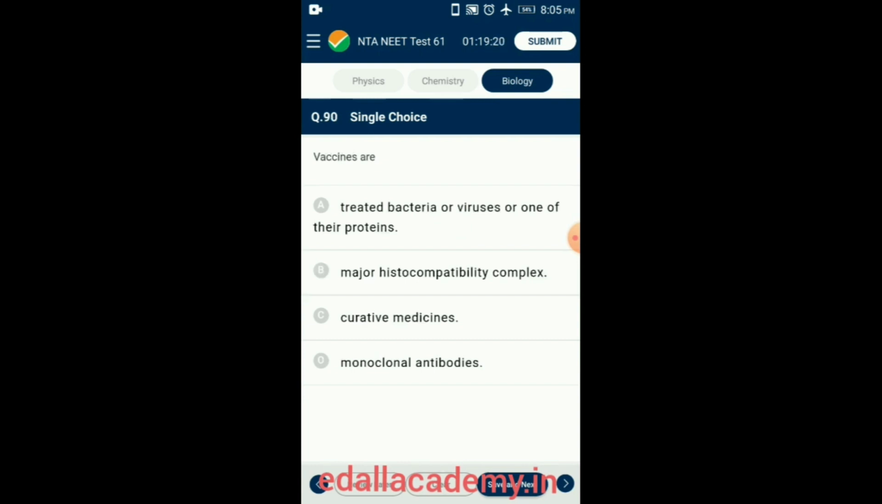The last question, question number 90. Vaccines contain dead, attenuated forms or antigens of the pathogen which can be injected to provide immunity towards the pathogen. Monoclonal antibodies are homogeneous immunological reagents of defined specificity so that these can be utilized for diagnosis and screening with certainty. So the answer for this question is option A. Vaccines are treated bacteria or viruses or one of their proteins.